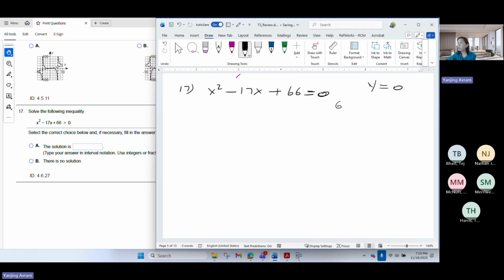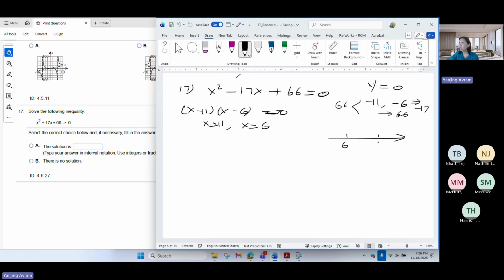You can do the factoring. Factor 66 into negative 11 times negative 6, right? That will give you positive 66. But if you add these two together, you're going to get negative 17. So that's how you factor. All right, so we have x equal to 11 and x equal to 6. Okay, so 6 and 11.